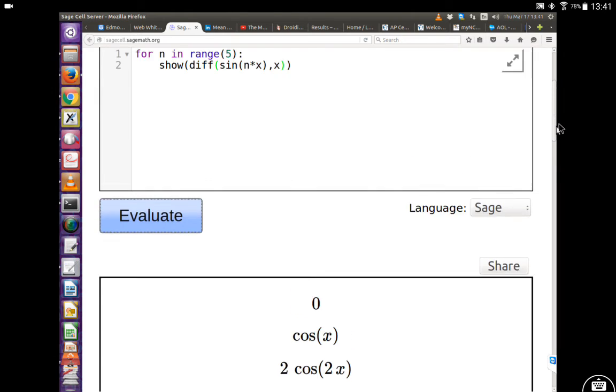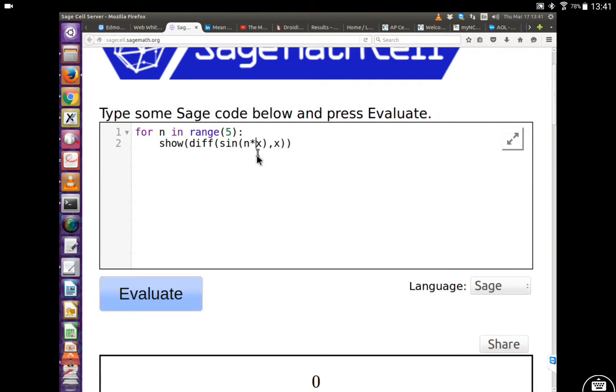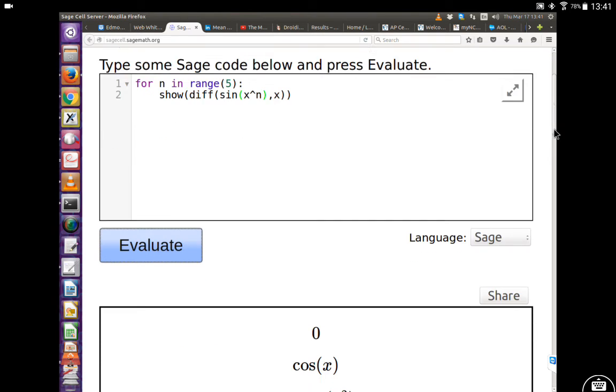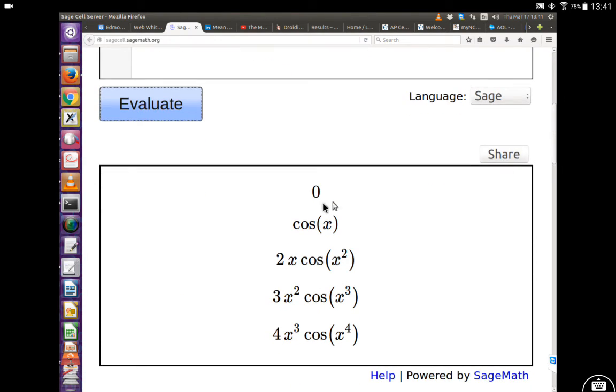Make it even more interesting. How about instead of n times x, how about x to the n? What would you expect now? So this would be sine of x to the 0, sine of 1 is 0, and the derivative of the 0 is 0. Okay, the sine of x to the 1 is sine of x, the derivative of the sine of x is cosine of x. But look at this. The derivative of the sine of x squared: the derivative of the sine of stuff is cosine of stuff times the derivative of the stuff. Okay, there you go. Alrighty.